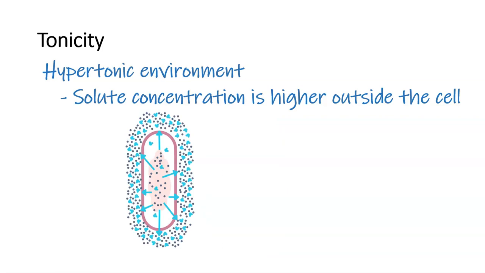In a hypertonic environment, water is drawn out of the cell. It moves down its concentration gradient, and this results in shrinkage of the cytoplasm. And the plasma membrane can actually start to pull away from the cell wall. This is called plasmolysis.